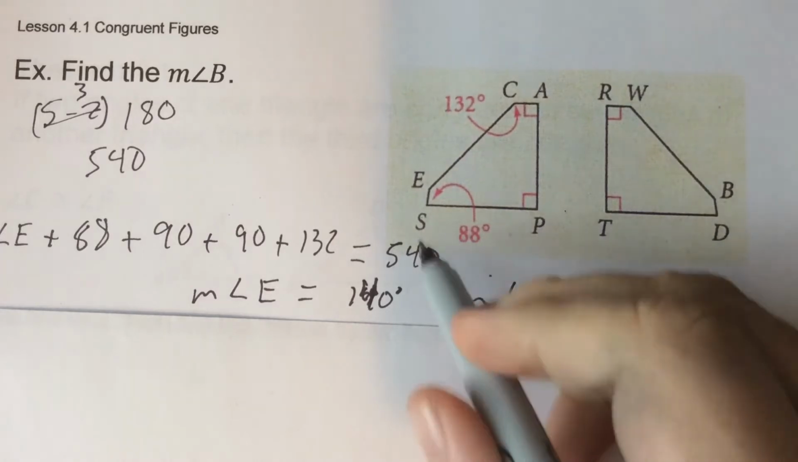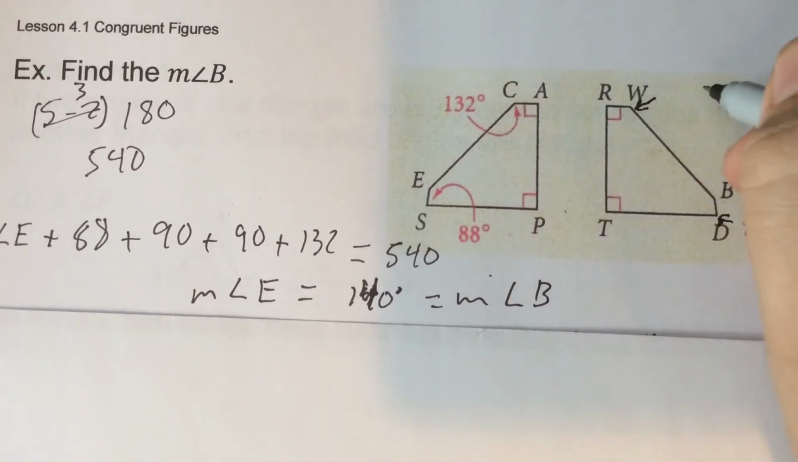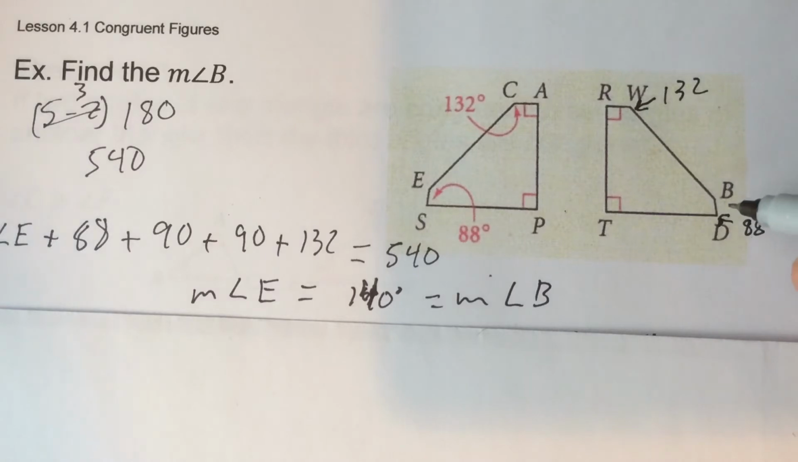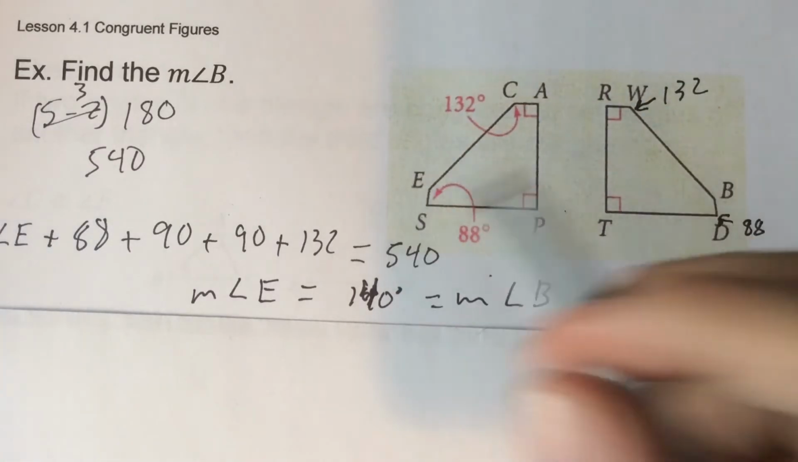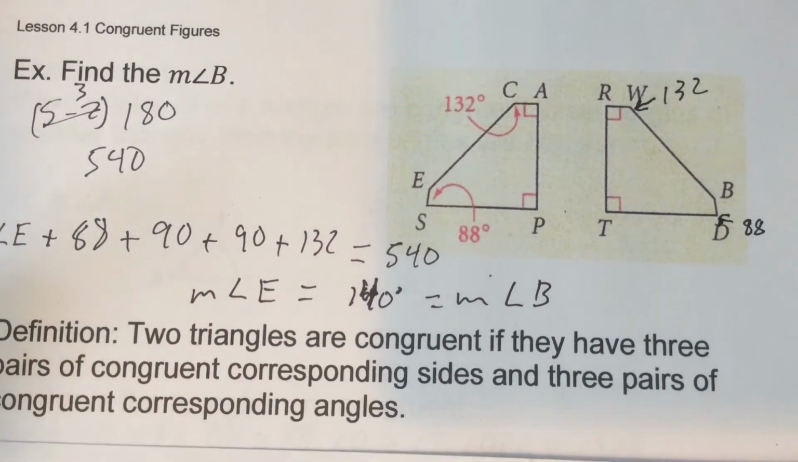Now the other way we could look at this is if S is 88, D here could have been 88. W, if we know C is 132, W would be 132. We have our 90s, we could solve it the same way and get B this way too. So a couple different ways we can use that, knowing that congruent parts are going to be congruent.